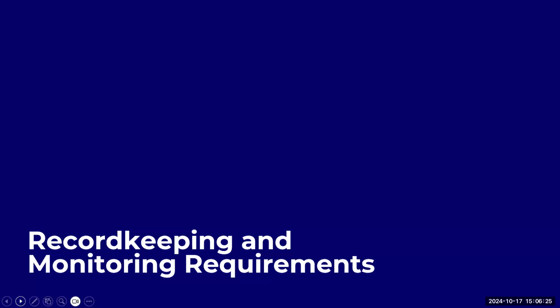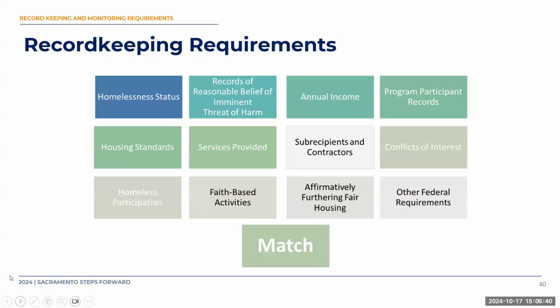Welcome back, everybody. Keep putting questions in the chat and we'll answer them as we go along. Now I wanted to talk to you. I've talked a little bit about record keeping, but let's dive deeper into record keeping. Next slide. This is a visual of all the things you have to do if you are a CoC program recipient or subrecipient. These are all the things you have to do for your record keeping. We're just going to talk about match today. So we'll go right to the next slide.